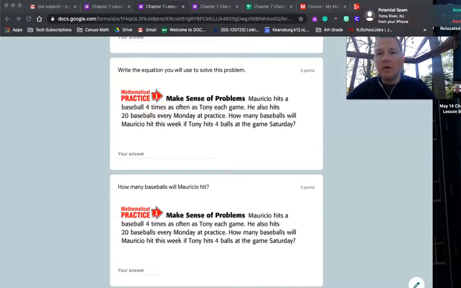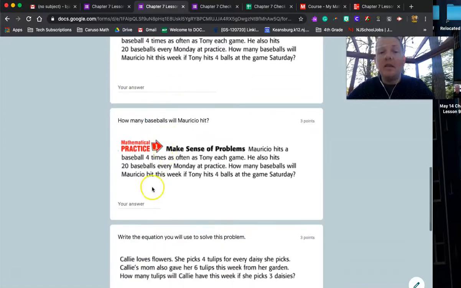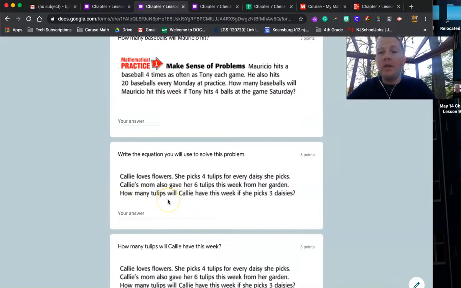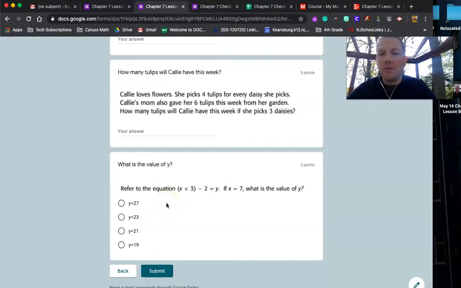This one says, write the equation. So you have to make sure that you write the equation first. You're not telling me what the answer is. You're going to tell me what the x plus or minus y in parentheses equals y, whatever the equation is, you're writing it here. Then you're actually solving the problem and telling me how many baseballs were hit. Same thing for this one. You're going to write the equation, not tell me the answer. There are going to be letters and numbers in the equation. Then you're going to tell me the answer. And then there's a multiple choice. That's your work. This is going to be due Monday.